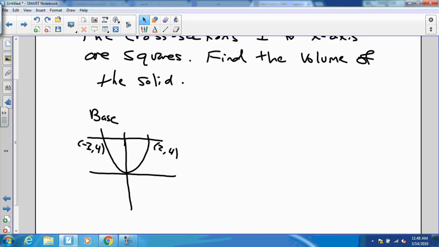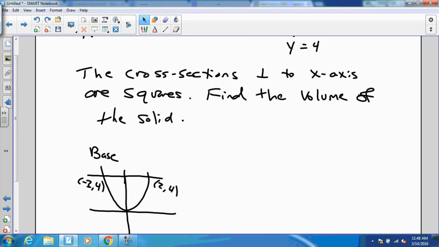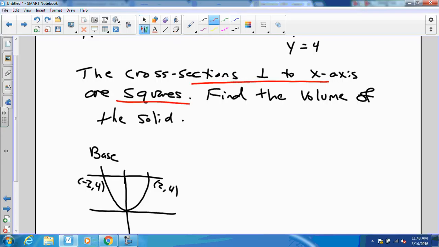Now, the hard part can be the easy part. The hard part for students can be easy if you remember one thing. The base almost never looks like the cross-section. Students will take this base right here and they'll try to turn the cross-sections into something like that. Instead, the shape of the cross-section is what the problem says it is. The cross-sections are squares. That's exactly right.